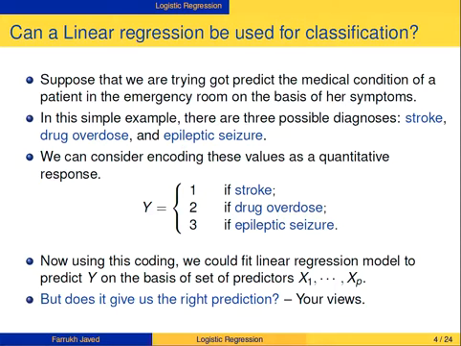But does it give us a right prediction? What do you think about that? Think for a moment. Think about what this coding means for this particular problem, and what will happen if we run a linear regression on this particular example. What kind of results are we going to get?